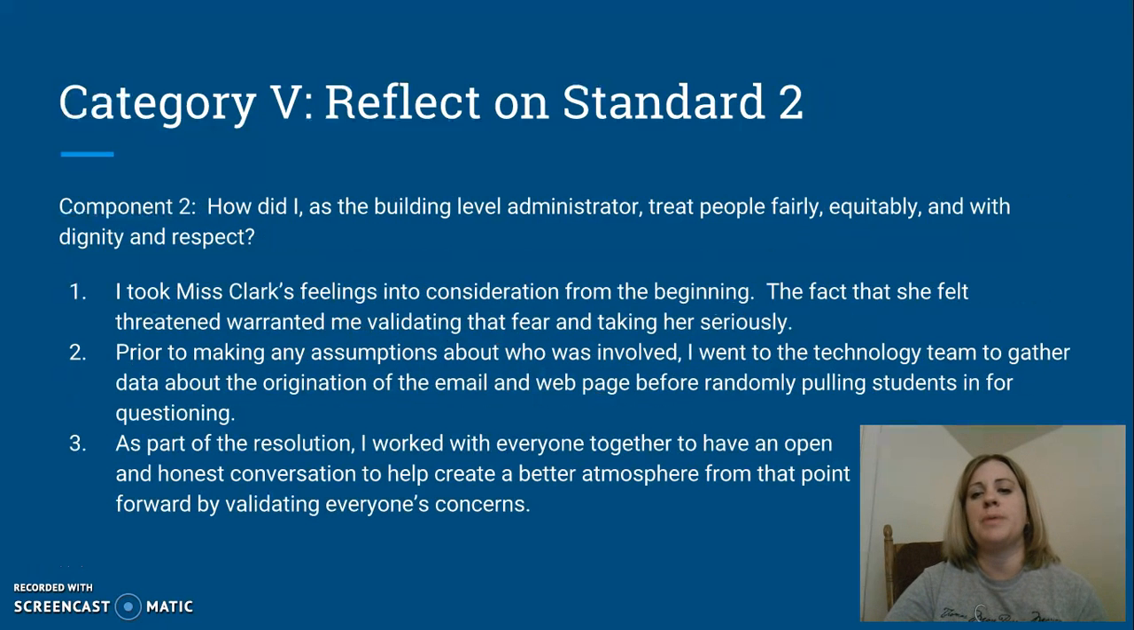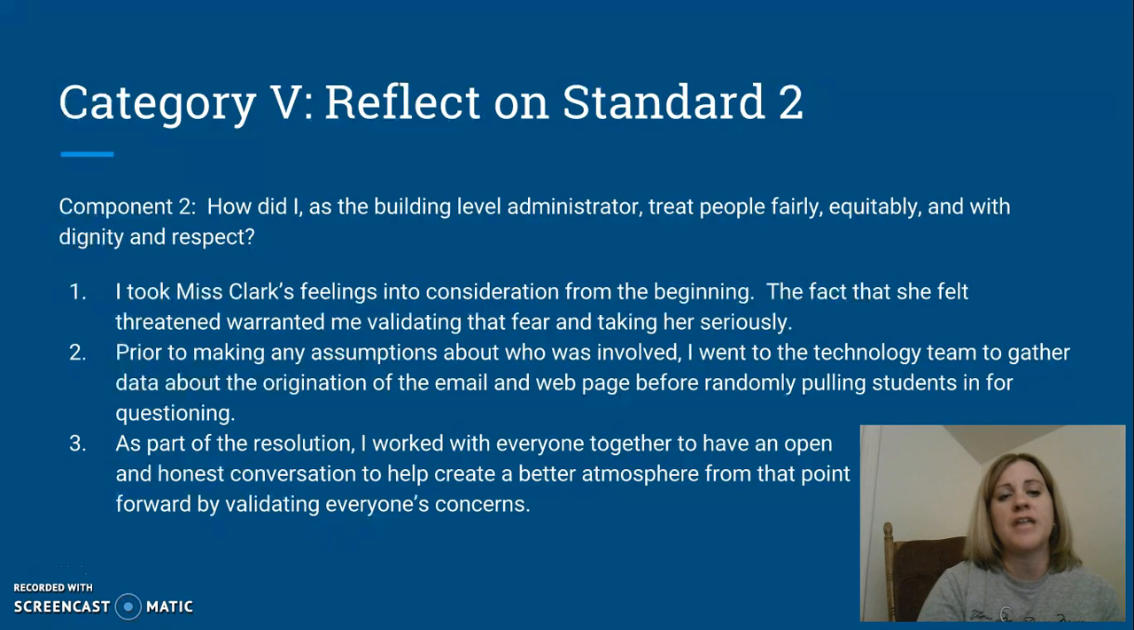Secondly, how did I treat people fairly, equitably, and with dignity and respect? First, I took Ms. Clark's feelings into consideration from the beginning. The fact that she felt threatened warranted me validating that fear and taking her seriously, even if I did feel like it was a prank. Secondly, prior to making any assumptions, I went to the tech team and had them help gather information so that I had that data before pulling random students.